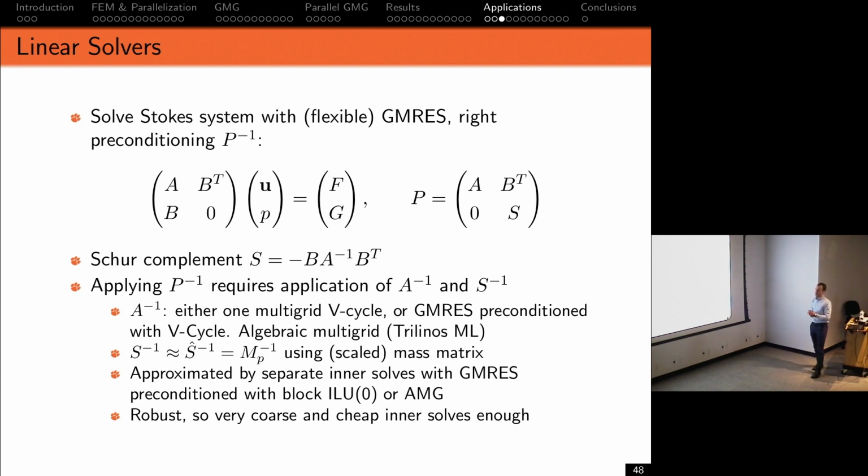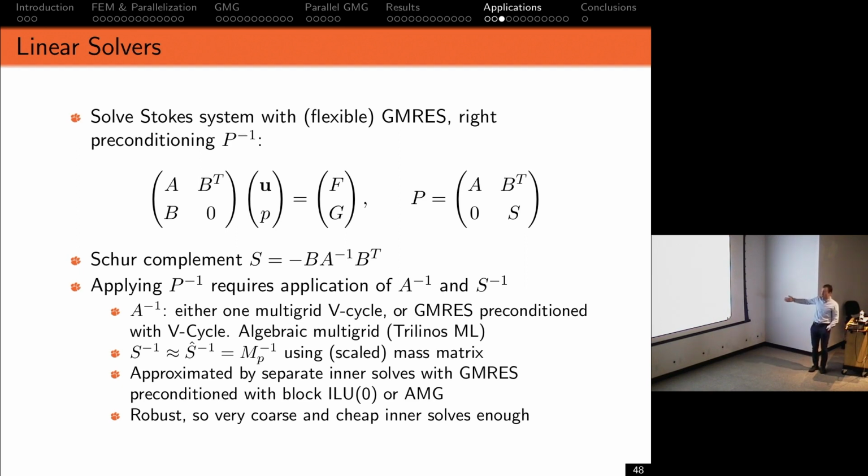Right? You have the velocity block, and B transpose, or B is the gradient of the pressure or the divergence constraint. And you precondition this thing by just saying, oh, I make a Gauss elimination of this block system that gives me a preconditioner like this. And the only problem is I have to approximate that Schur complement because I need the inverse of A. I cannot form that, so I have to approximate that.